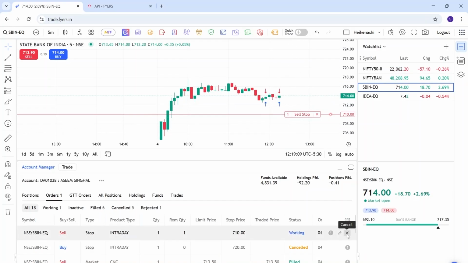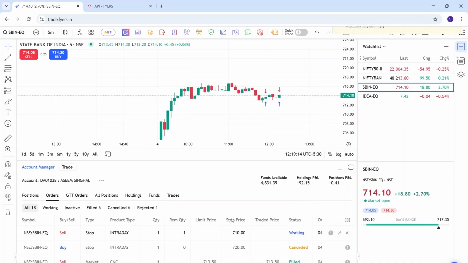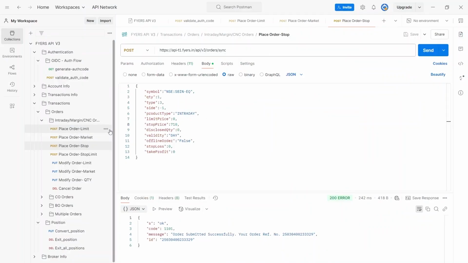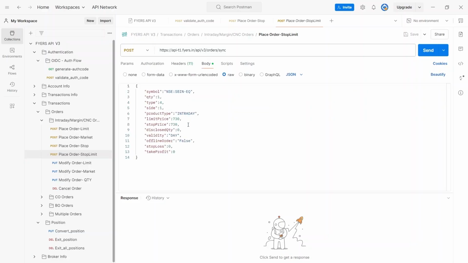So we've already checked three kinds of orders. Let's go for the fourth one. So I've already cancelled this also. So let me just close all these extra tabs, which is the stop limit order. The only difference between a stop limit order and a stop market order is we will also have to put the limit price. But before that, I've already added the access token here. Let's go to the body, and now we will also have to put the limit price.